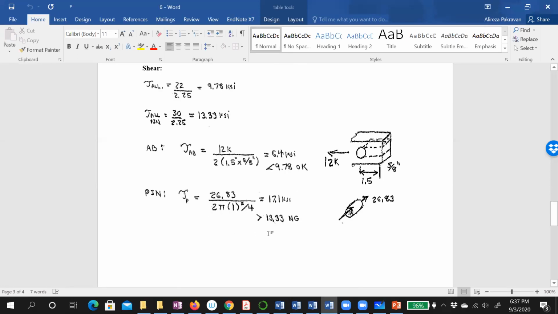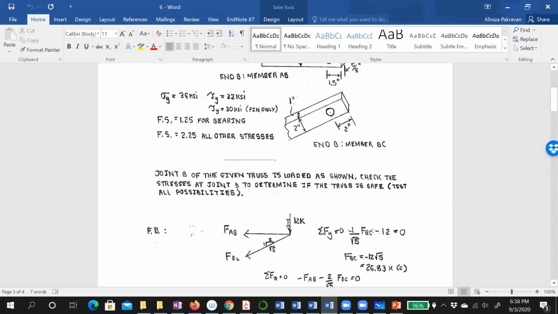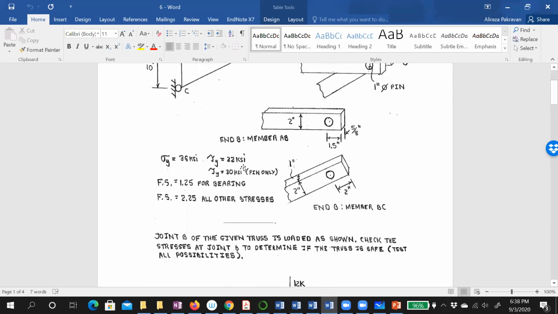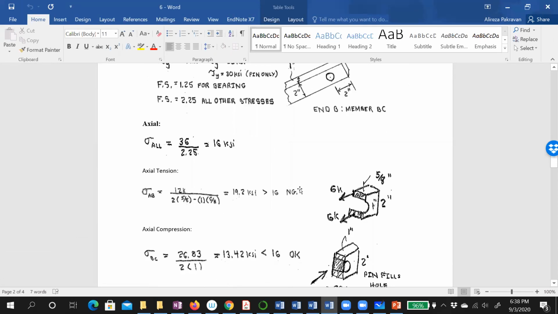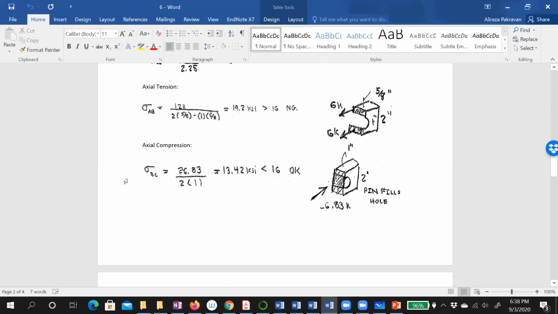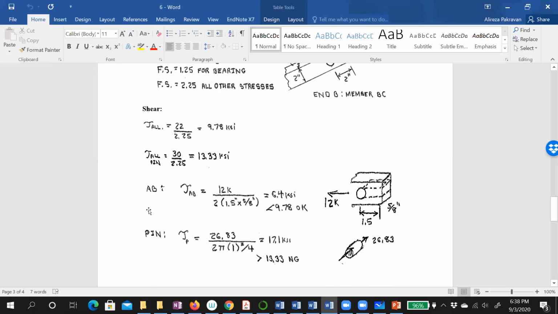But no worry. If I give you this problem, I would just ask you to find the tension in AB, find the tension in BC, find, for example, shear in pin, find the shear in AB, something like this. Not just find everything or check whether it is safe or not, right? If I give you this problem in the exam, I would ask, for example, part A, find the axial tension at member AB. Part B, find the compression, the axial in the member BC. Part C, find the shear in AB.